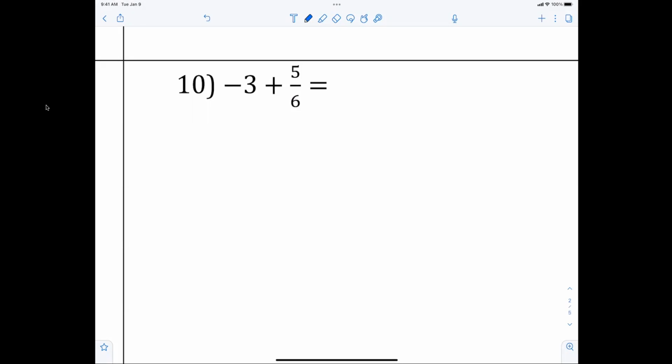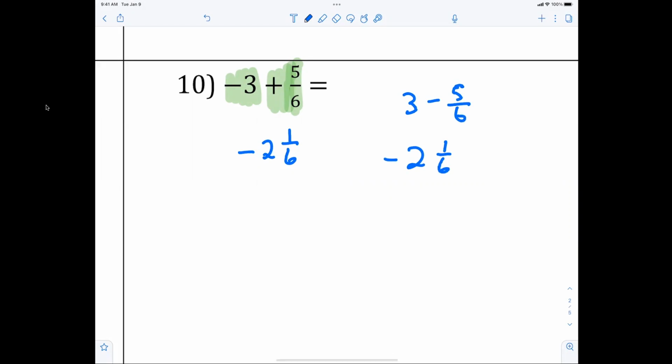Everybody should look at that and say, that's obviously -2 and 1/6. Now, let me say this, and I'll answer your question, Liv. Are we adding or are we subtracting these two things? Subtracting, because one is positive and one is negative. So now you should be saying, okay, because I know I'm subtracting, what's 3 minus 5/6? And we talked about that earlier, right? So that's 2 1/6, except instead of it being positive, it's going to be what? Negative, because there are more negatives than positives.